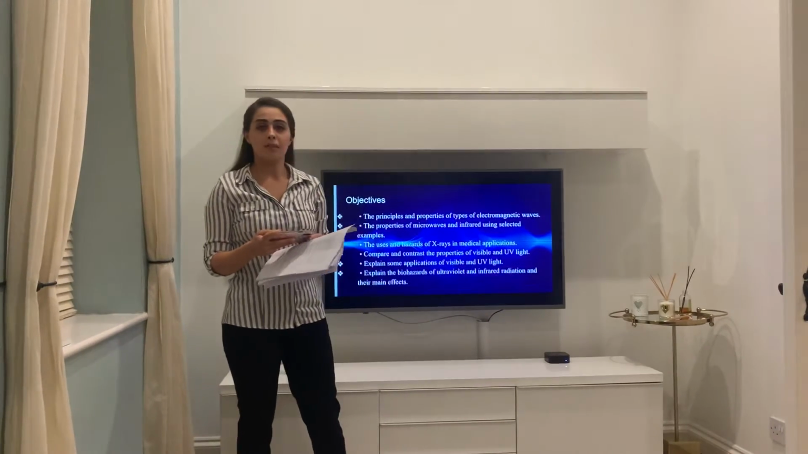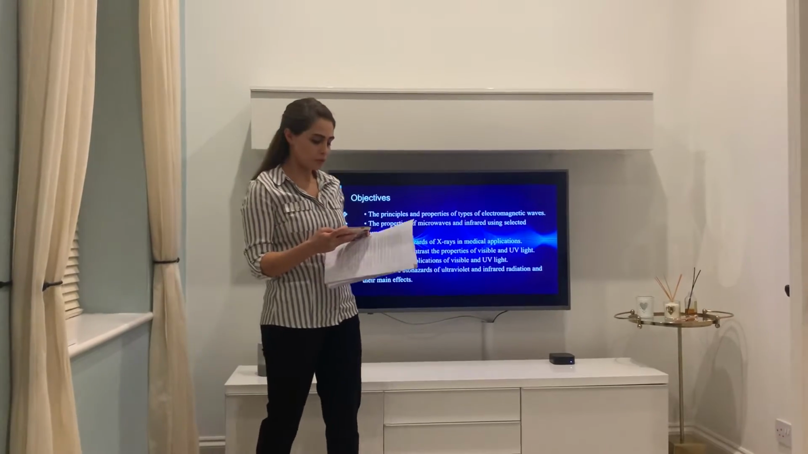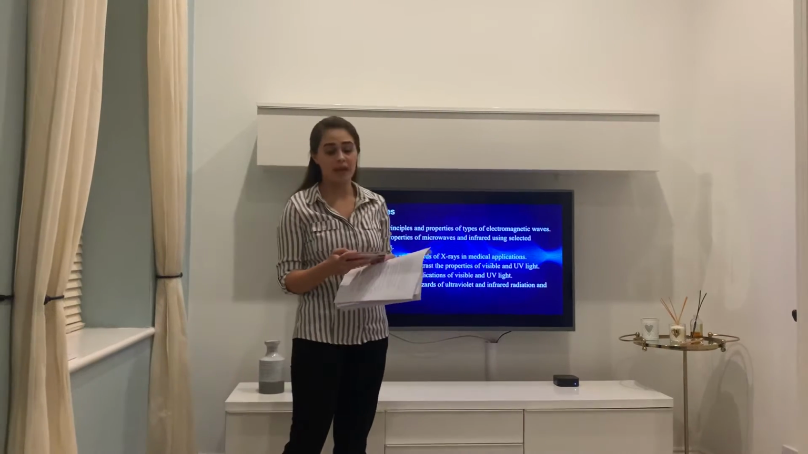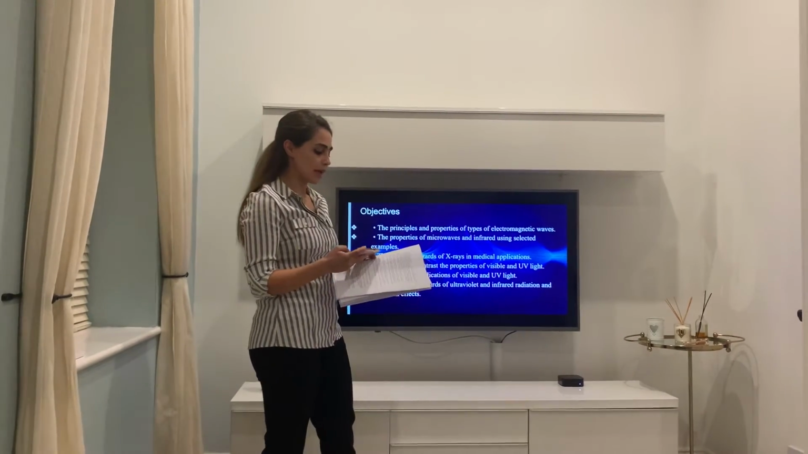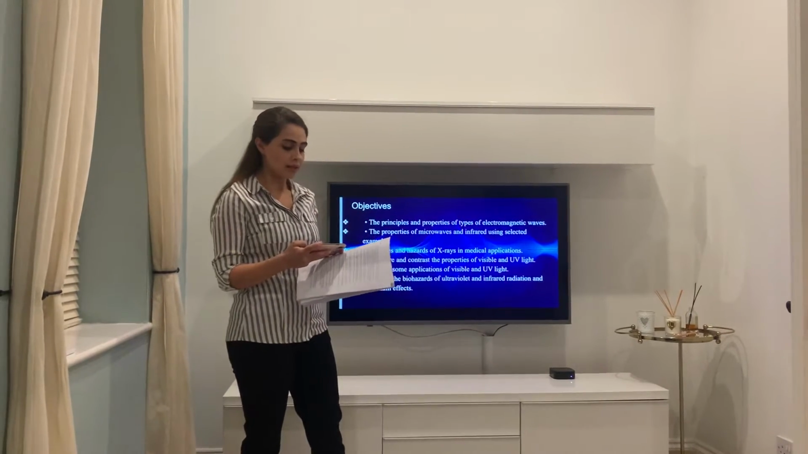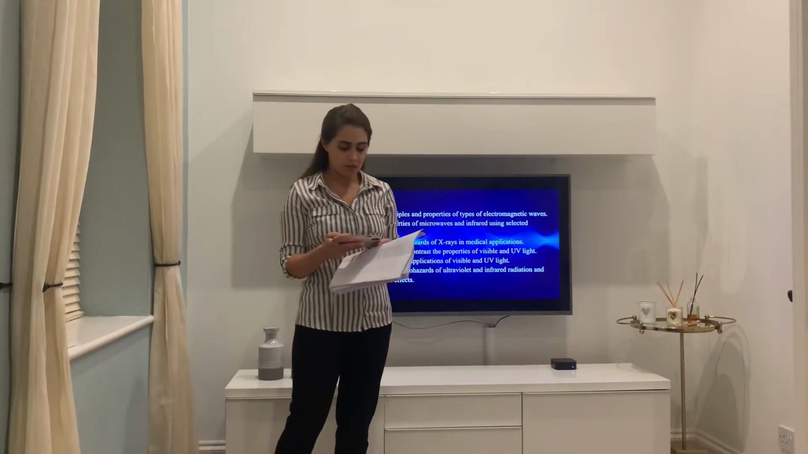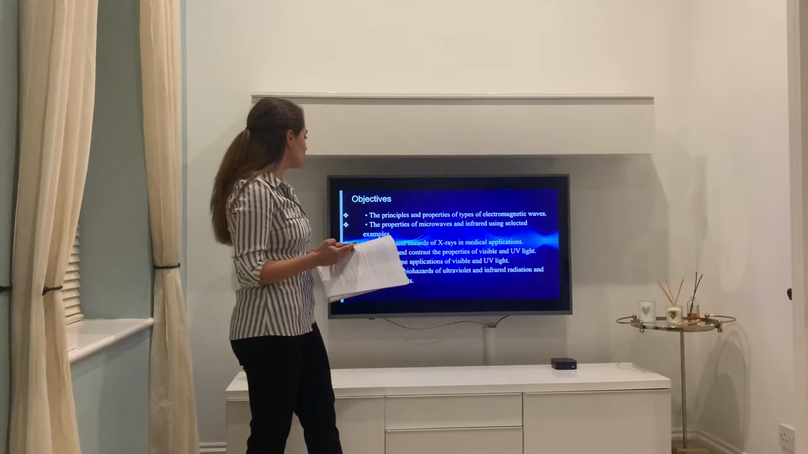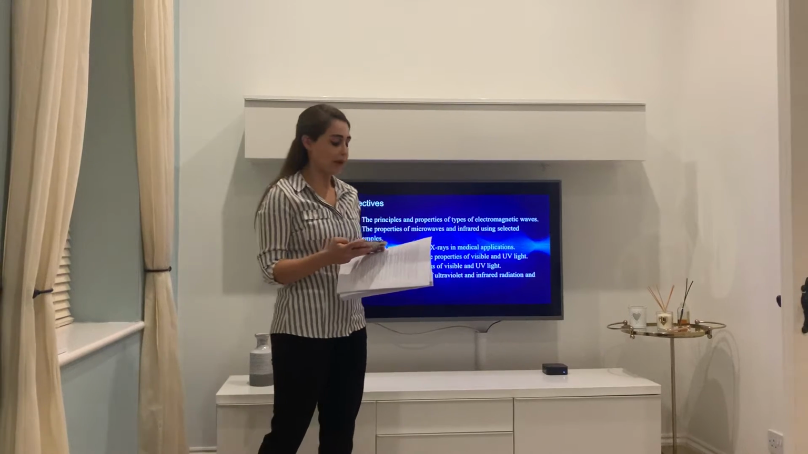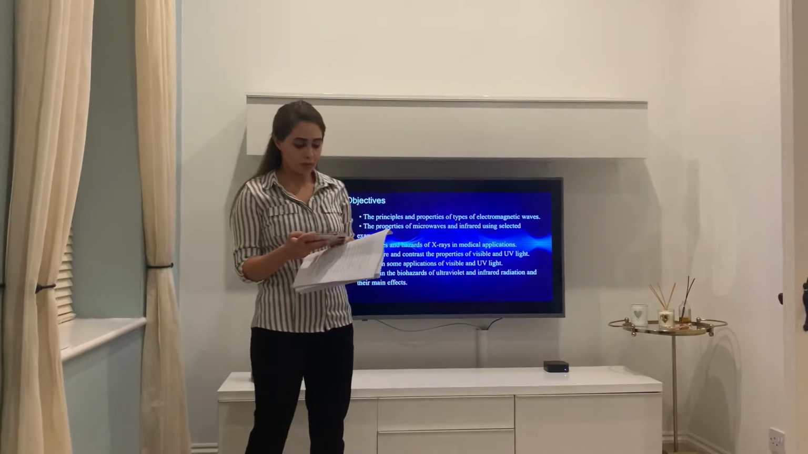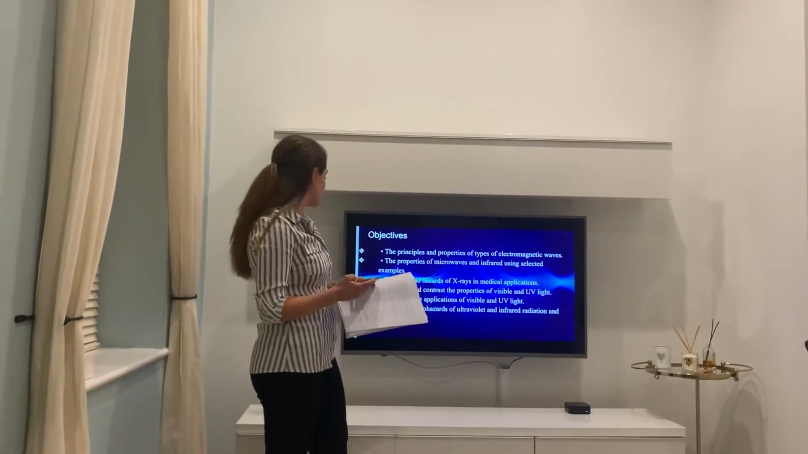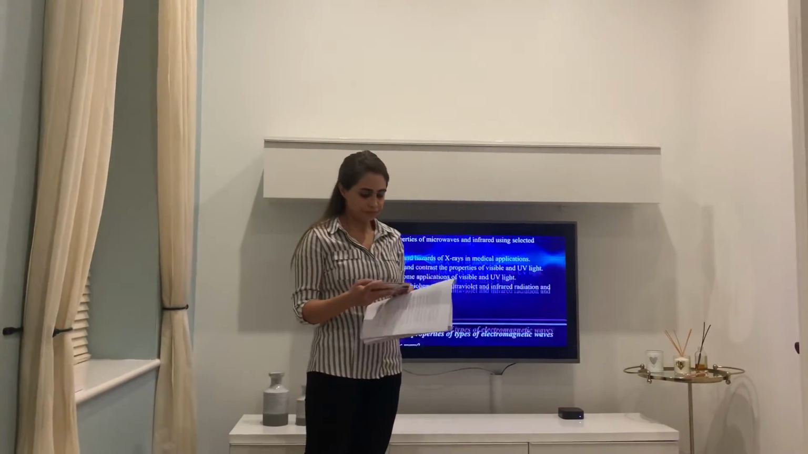As you can see, there are about 6 objectives which I will be going through. The first one will be about the principles and properties of types of electromagnetic waves, the properties of microwaves and infrared using selected examples, and the uses and hazards of X-rays in medical applications, compare and contrast the properties of visible and UV light, explain some application of visible and UV light, and the final one will be explain the biohazards of ultraviolet and infrared radiation and their main effects.